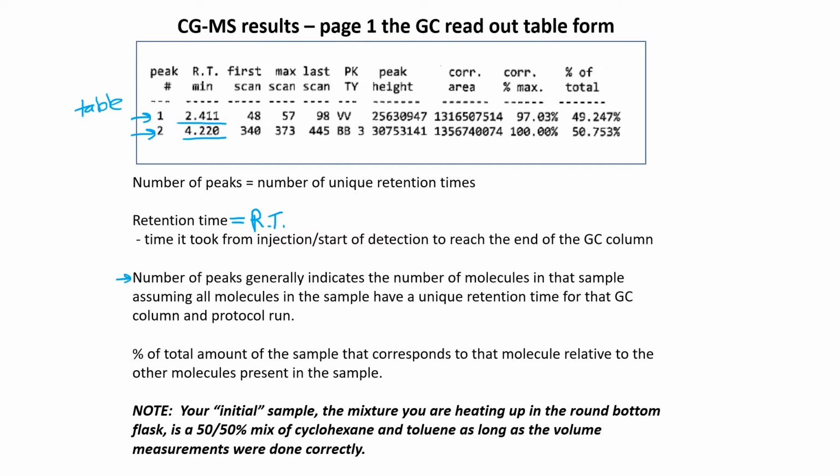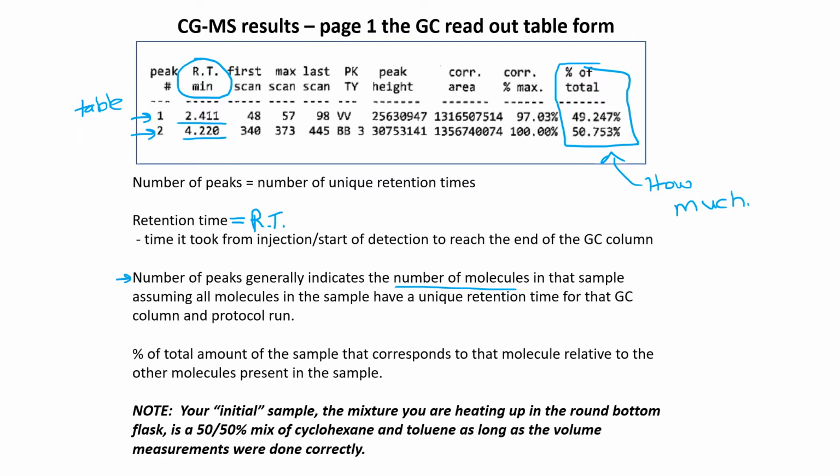Usually, in most cases, your number of peaks is going to indicate the number of molecules in your sample. This is going to assume that everything has a unique retention time. Yes, some things could end up in the same peak. Yes, we could have some things end up in 2 slightly different but close peaks. So really, the things we pay attention to here from the GC results are this retention time and also this percent of total. This is telling me how much of each molecule I have in my sample.